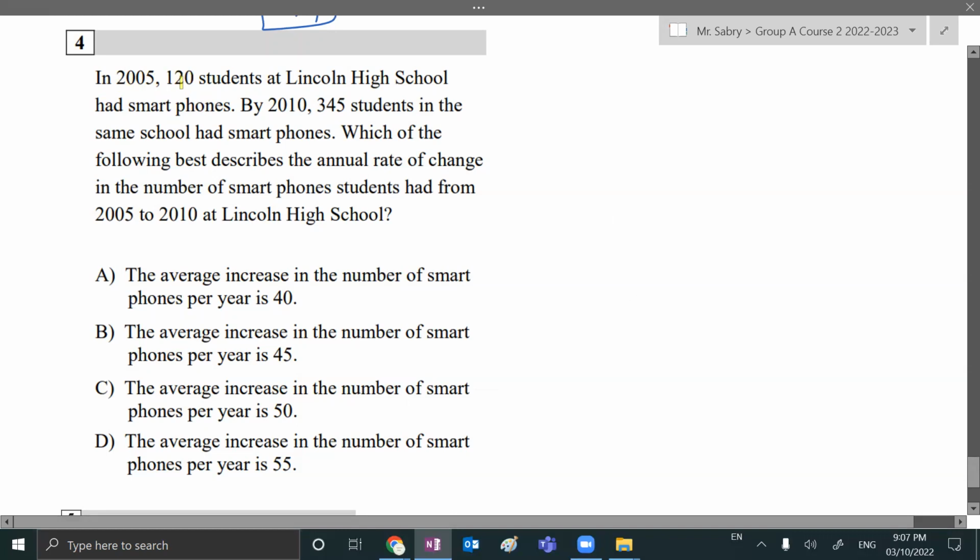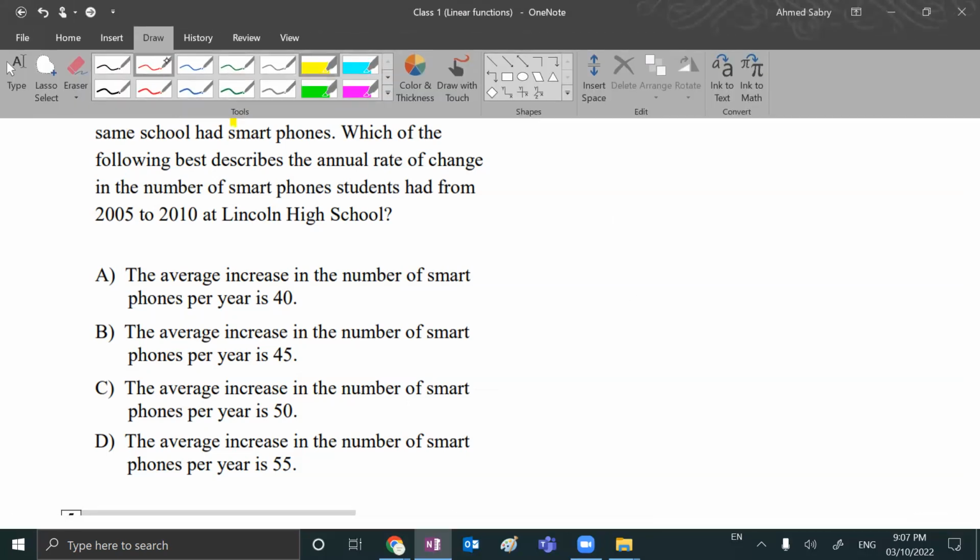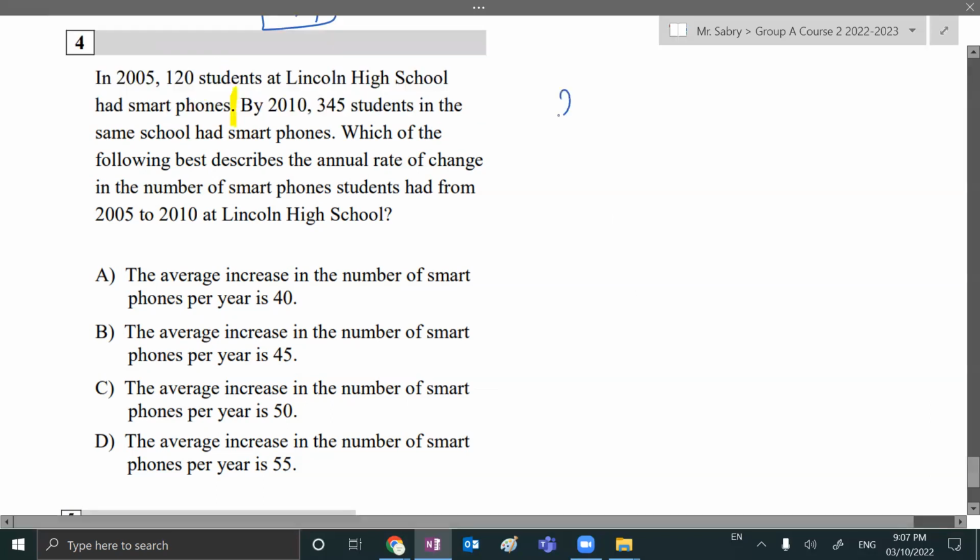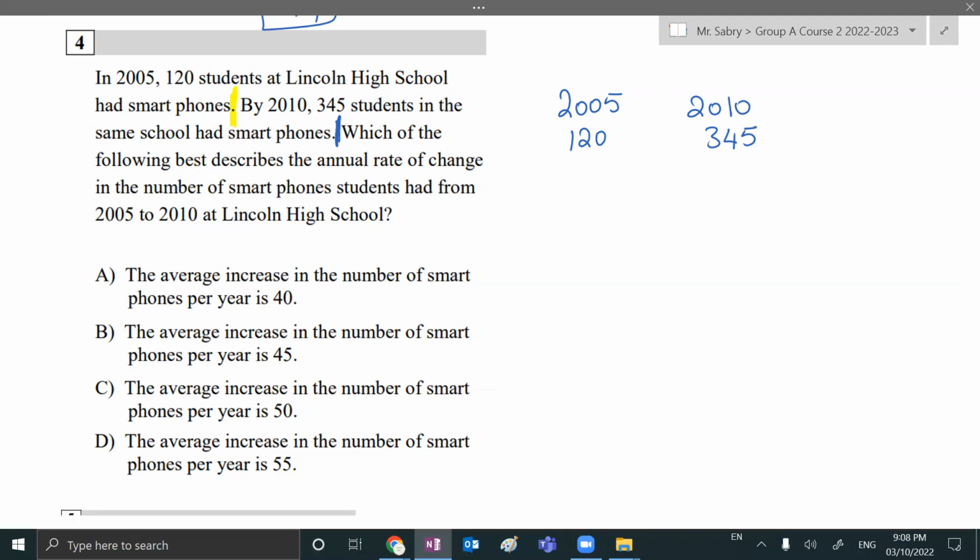It says in 2005, 120 students at Lincoln High had smartphones. I'll stop here at the first full stop. What have I noticed? Nothing. The only new information is that in 2005 we had 120. Now by the year 2010, 345 students in the same school had smartphones. I'll stop here at the second full stop. What can I get out of this? The year 2010 there were 345 phones. You see how I write things? This is not just for me to explain. This is how I organize my thoughts, and that's how you should do things.